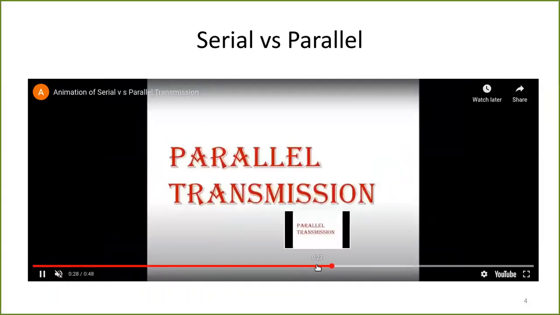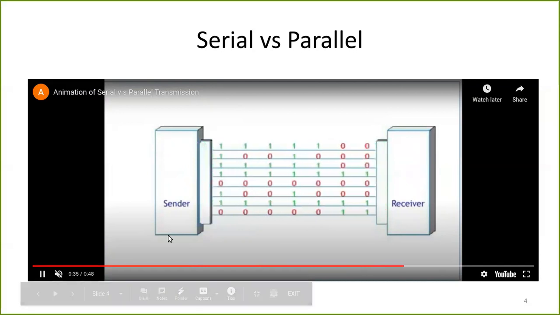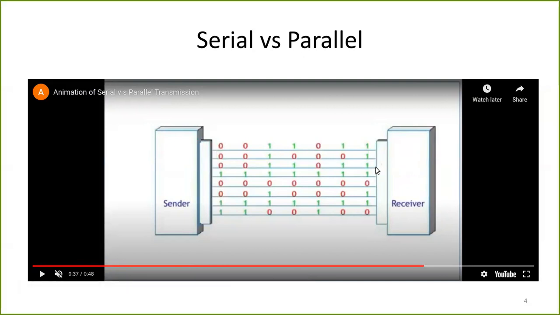In parallel transmission, the number of lines required to transmit the data will be equal to the size of the data. The data transmitted will be very fast in parallel transmission, because we are transmitting all the data byte at a time compared to serial transmission. But the disadvantage is that we need more lines between the sender and receiver. The number of lines is equal to the size of the data.